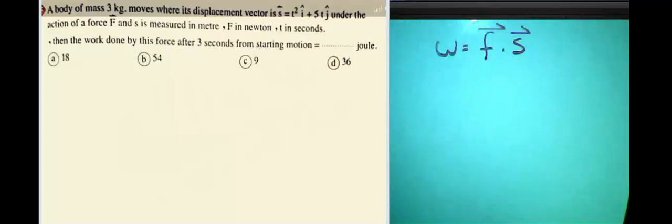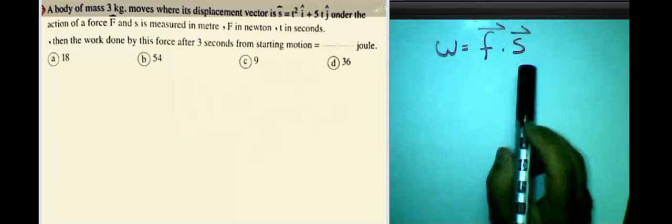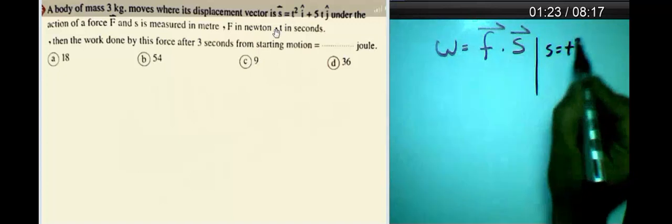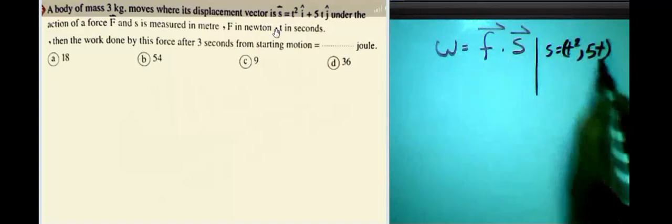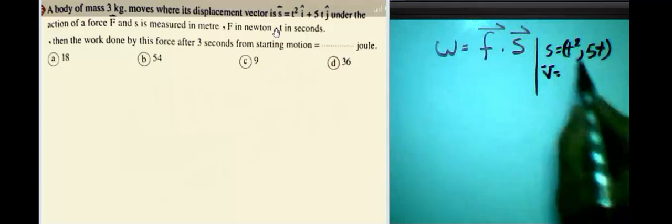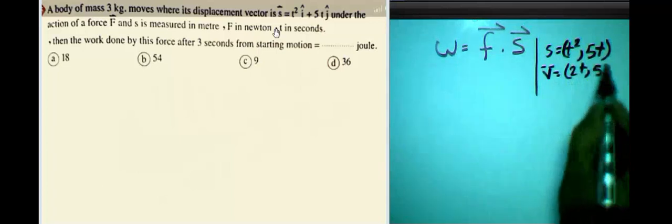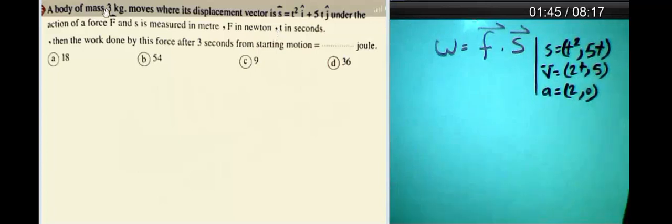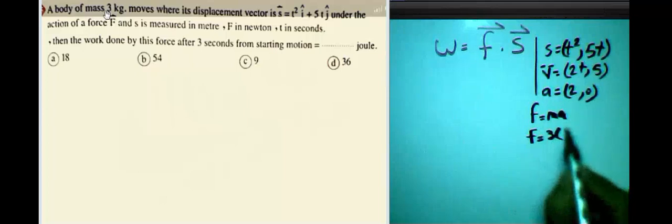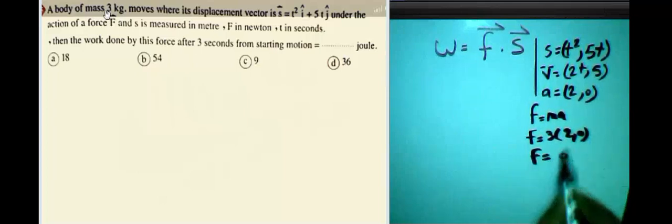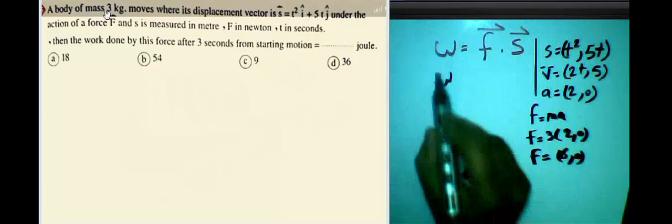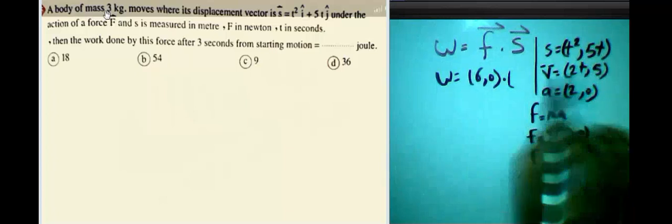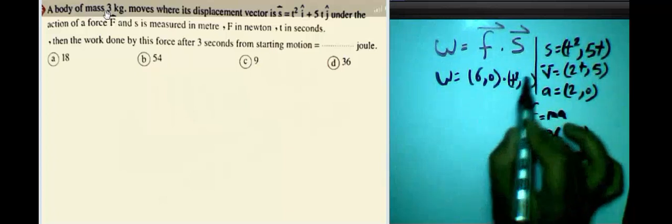We know the work equals force multiplied by displacement. He gives us displacement equal t power 2 plus 5t. We can find velocity, the derivative of displacement, equal 2t and 5, and acceleration equal 2 and 0. We know force equals m multiplied by a. Then the force will be 3 times 2 and 0. The result will be 6 and 0. That's the force. Then the work equals 6 and 0 multiplied by displacement t power 2 and 5t.